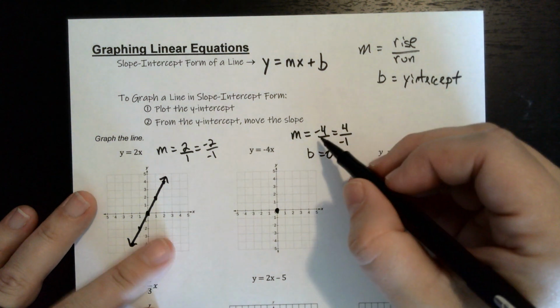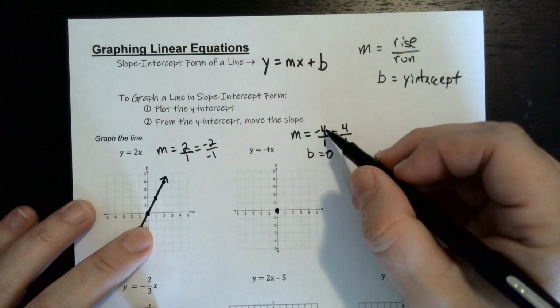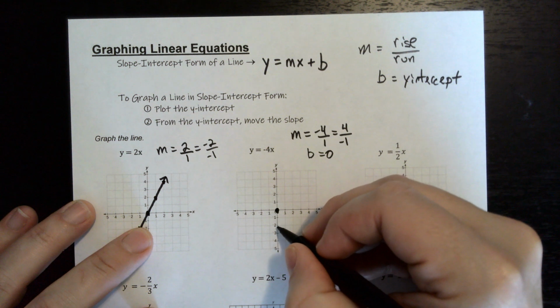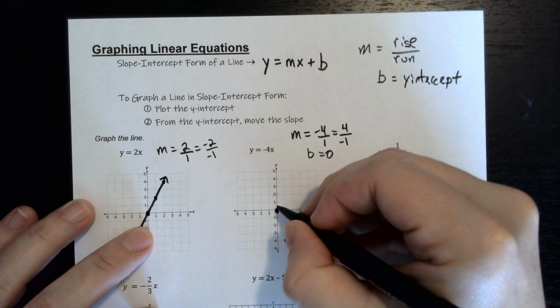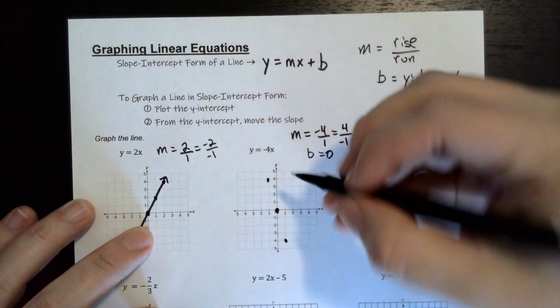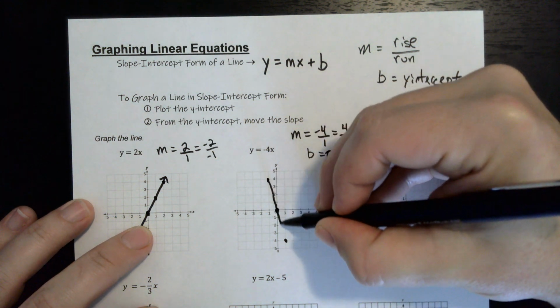Okay, so let's use our slope. First, let's use this one that says down 4, right 1. So down 4, right 1. Or let's use this one which says up 4 and left 1. 1, 2, 3, 4, and left 1. And then we have this graph right here.